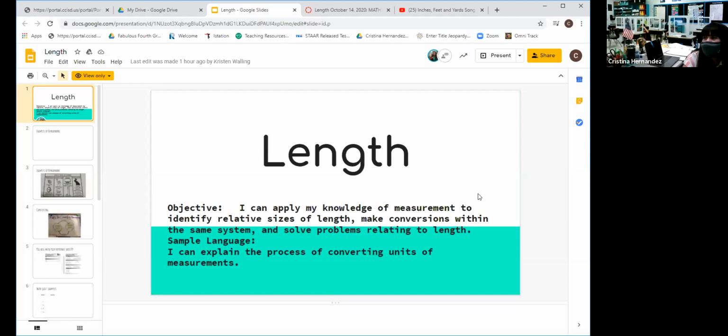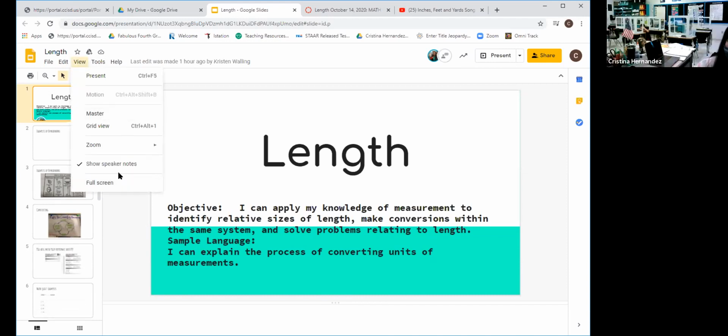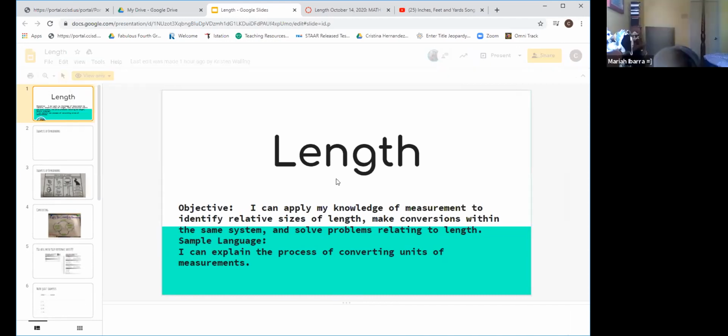Benchmarks. Can y'all see this at home? Yeah. Okay. So length is what we've been working on so far this week. Ooh, let's make it a PowerPoint. Y'all don't need anything right now. I'm just going to show y'all a little PowerPoint.